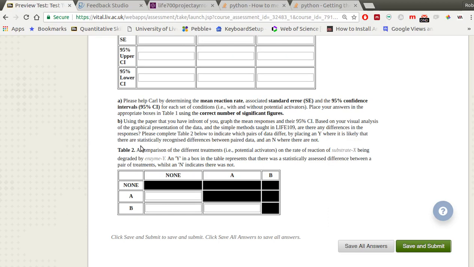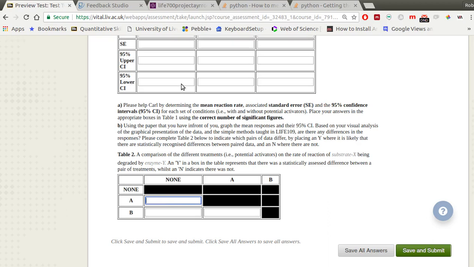Okay, now I've taken a photo of that. I'm going to post it in the VITAL along with this video. But if you look at that now, I'll be able to explain to you how you determine, yes or no, whether there is a statistical difference between each of these data sets.